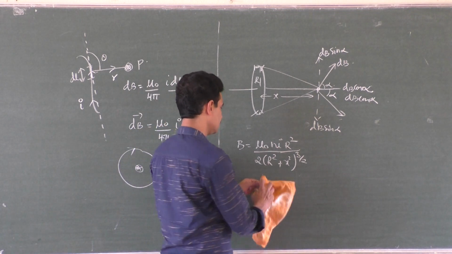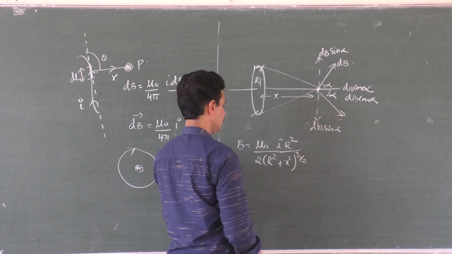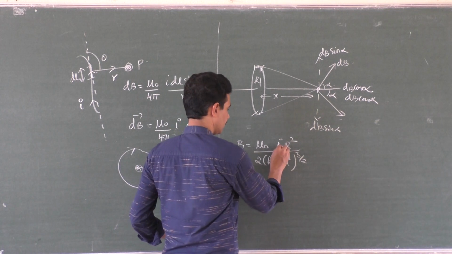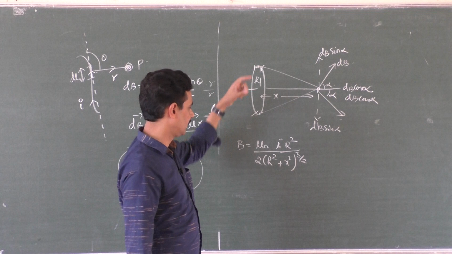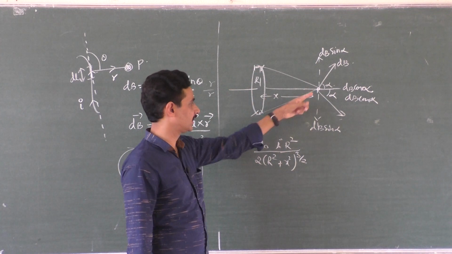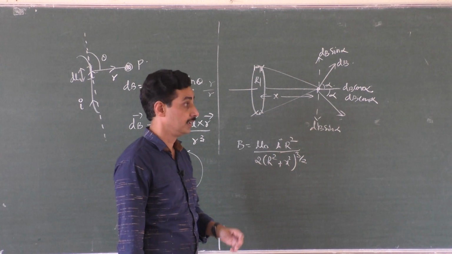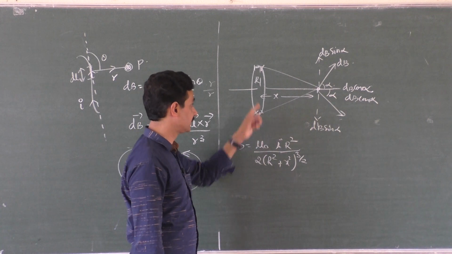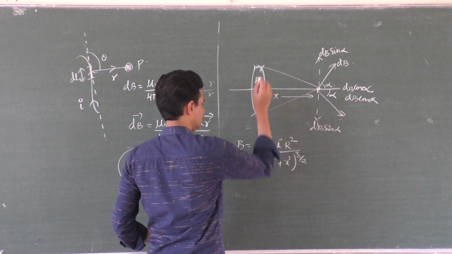Of course, we are not using n in the derivation. Mu naught I r squared. I is the current through the circular coil, r is the radius of the coil, and x is the distance from the center to the point where we are measuring the magnetic field. Now, where will be the magnetic field maximum? At the center. How to find it out?